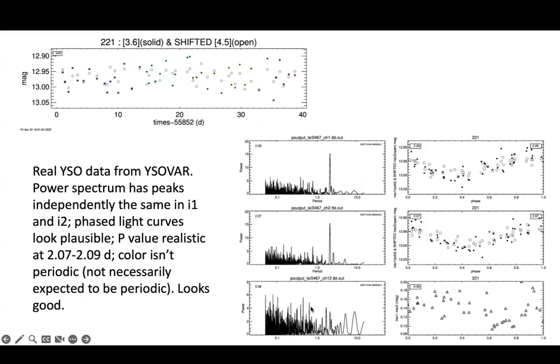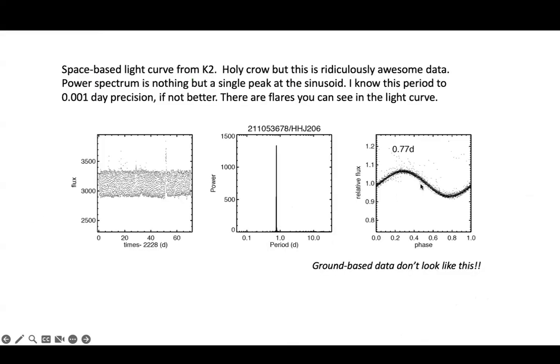I also, in this case, did a periodic analysis of the color, but it didn't find anything periodic. I'm not expecting the color to be periodic necessarily, but those are two independent assessments that are coming back with 2.0-something days. So that's reliably periodic.